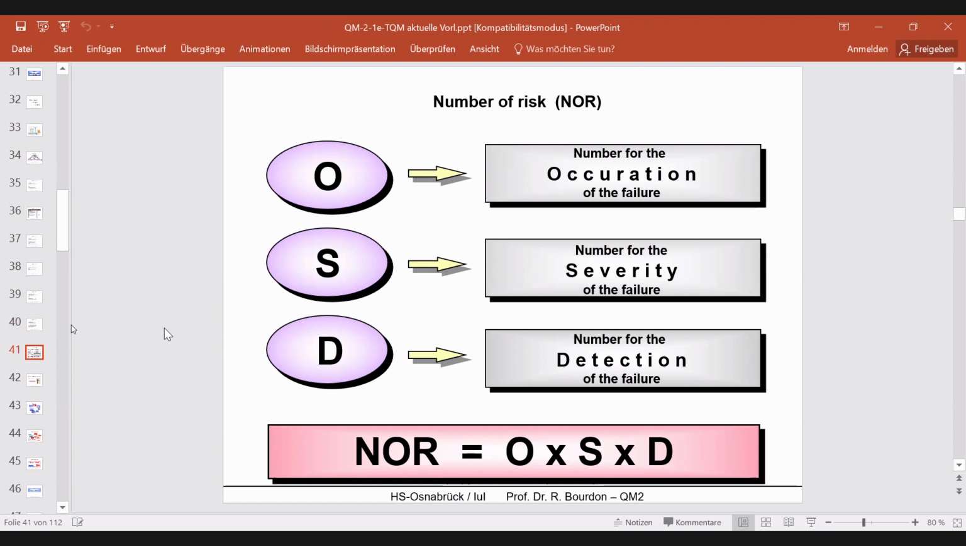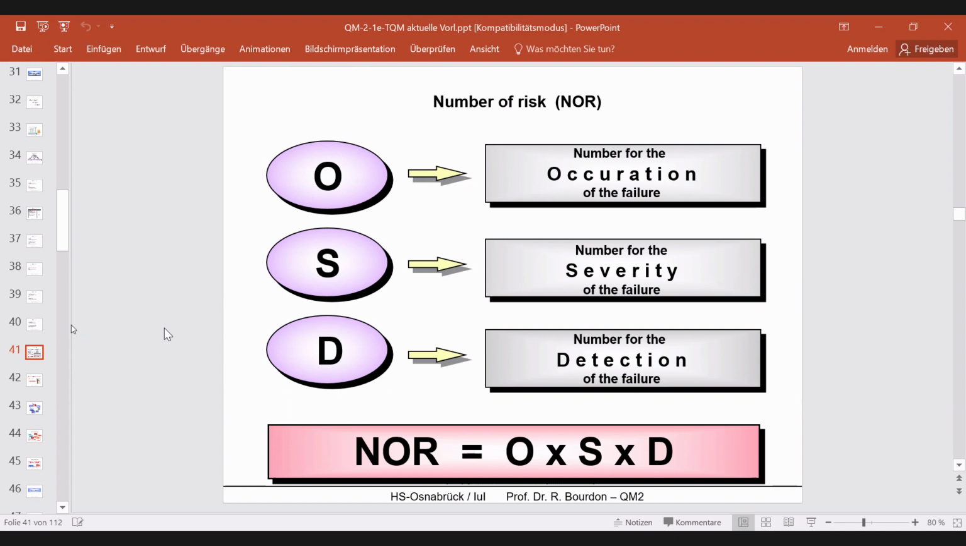So you have these criteria: occurrence, severity, and detection. And you have these three ranking numbers for every kind of defect which the team has identified. Now the next step is to calculate the number of risk, which is NOR. This NOR is the number of risk and is only the multiplication of these three criteria: occurrence, severity, and detection.